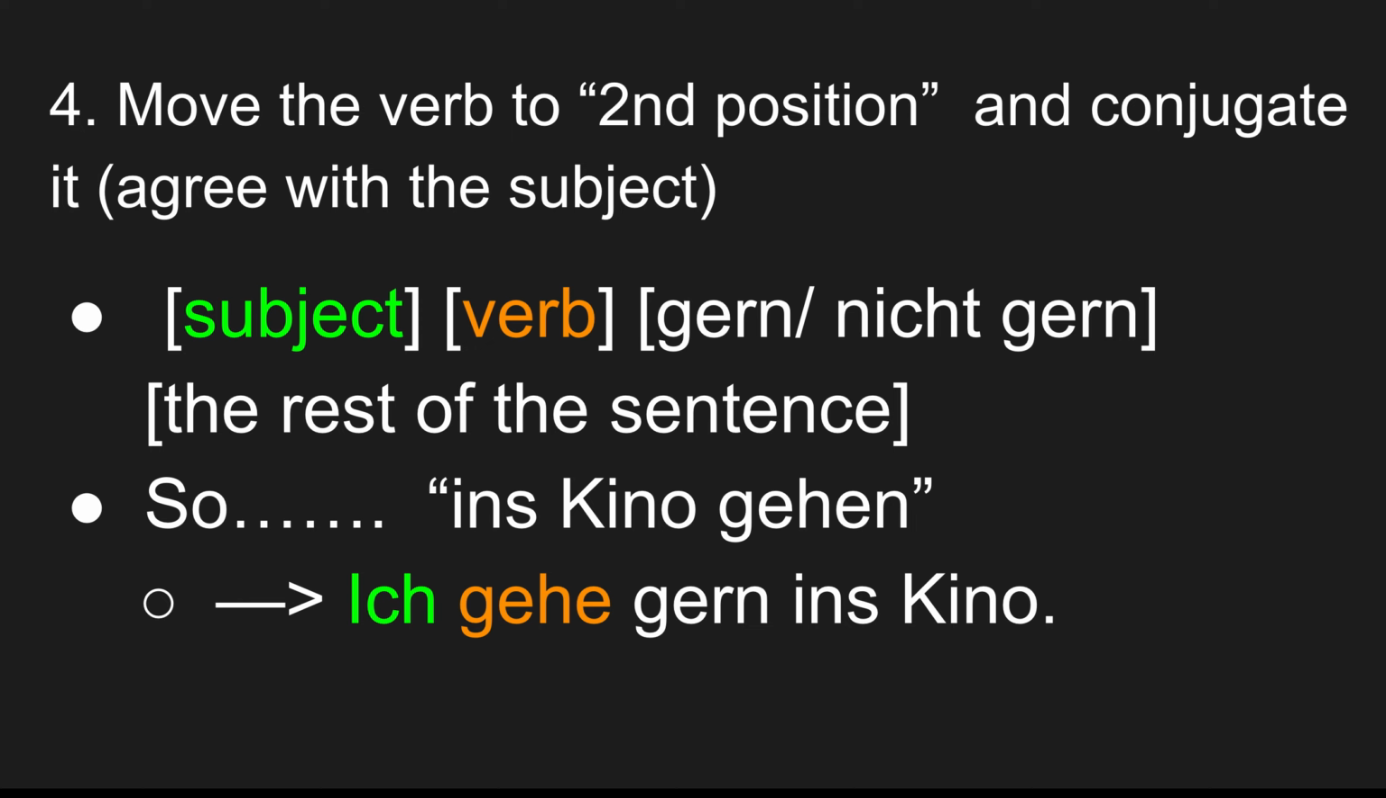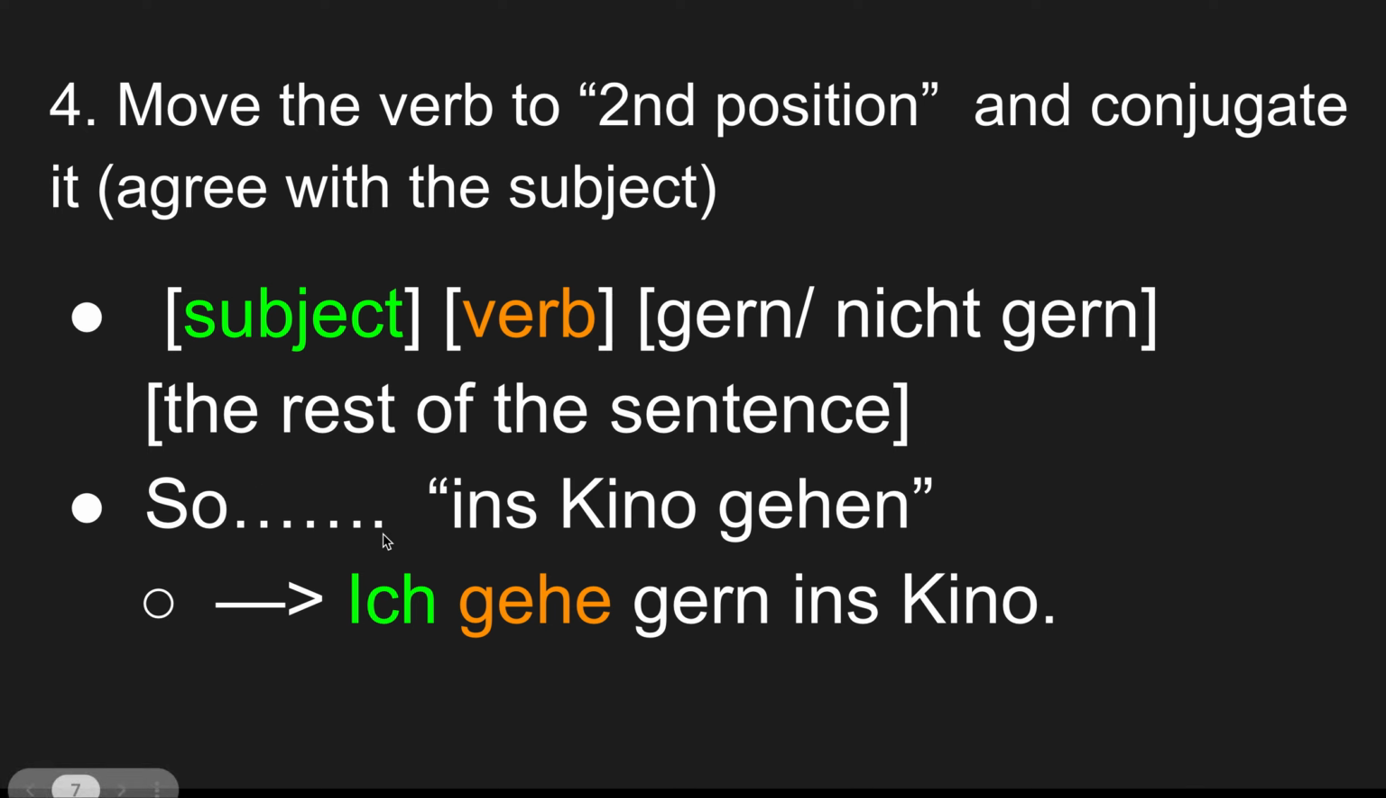Then you move the verb to the second position. That's really just the second spot. If you think of it this way, it makes it easier when you have to add other things in the first position. So you have the subject, then you have the verb, and the verb has to agree with the subject, so you conjugate it. And then you have a third part where you might say that you like or don't like something. So gern is like, and nicht gern is don't like. And then you have the rest of the sentence after that.